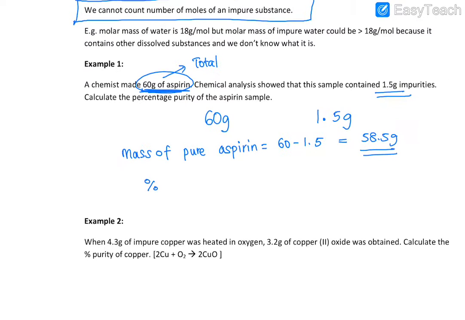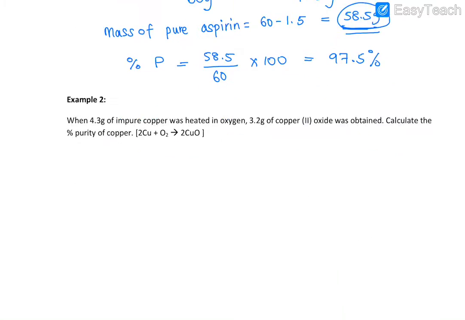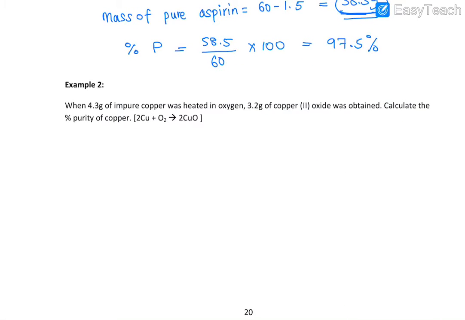So then the percentage purity is the mass of the pure substance divided by the total mass of the substance, the impure aspirin, which is 60, times 100. So that's 97.5%.